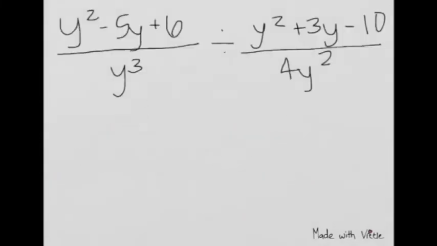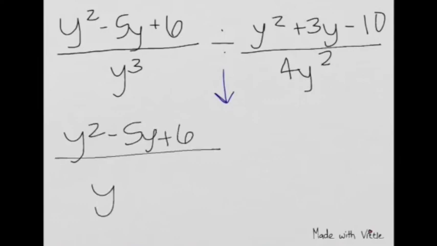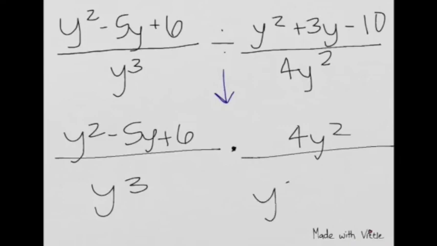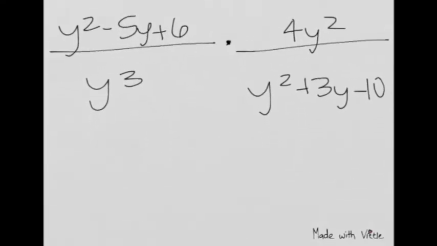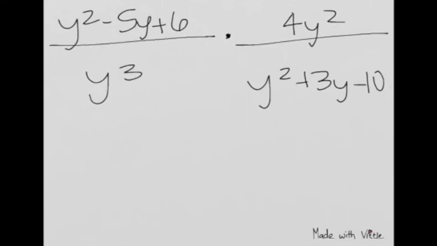Now for our last problem, we're going to multiply by the reciprocal again, and we'll get y squared minus 5y plus 6 over y cubed multiplied by 4y squared over y squared plus 3y minus 10. So we're going to simplify, and we'll get this.